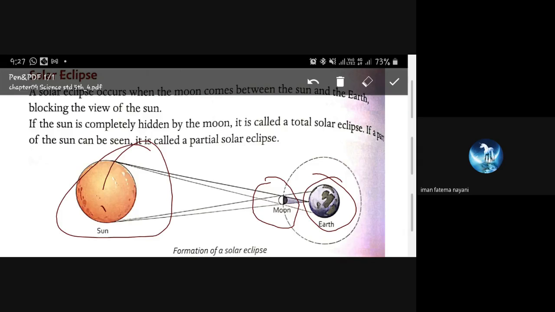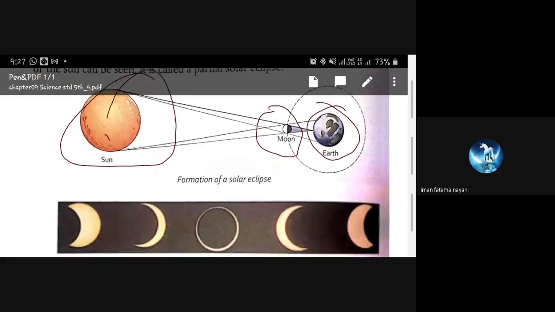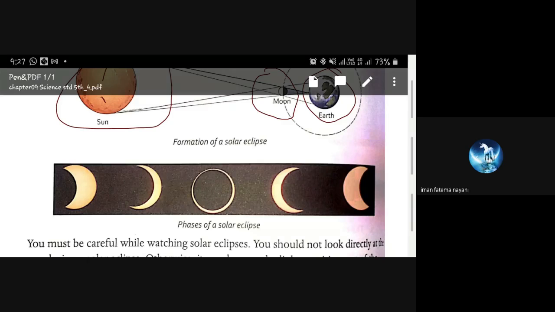Now we can see there are many phases of solar eclipse. Let us see the phases of solar eclipse. Look, there are different phases of solar eclipse.